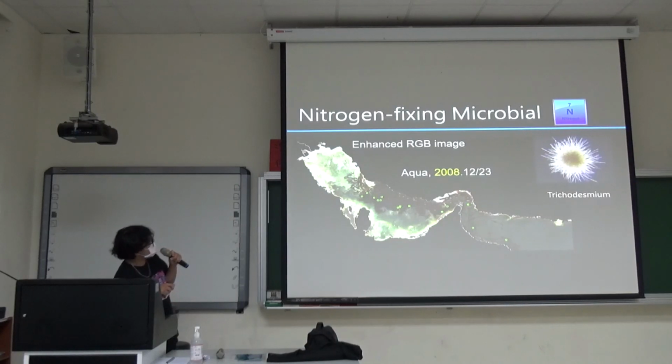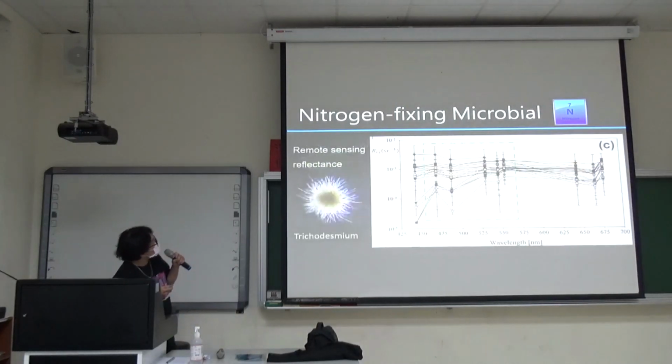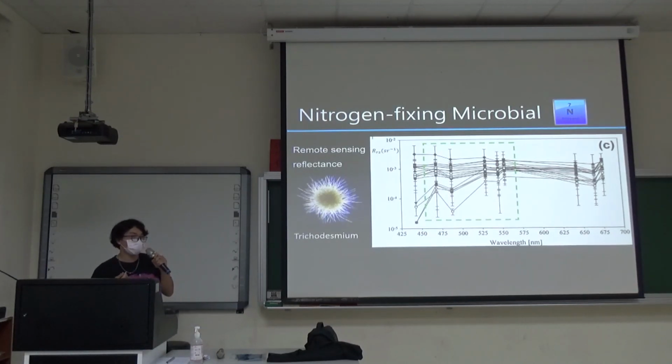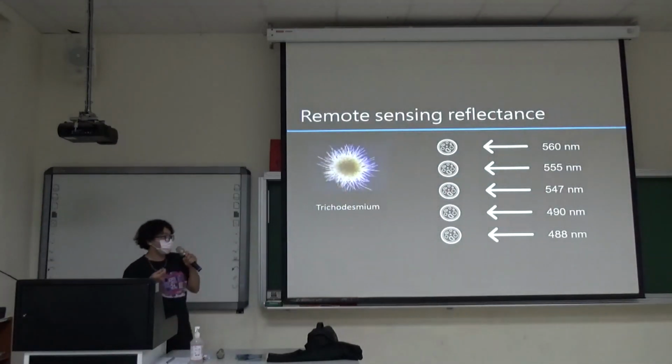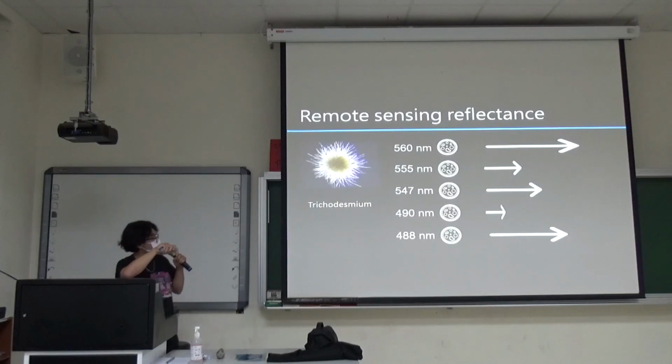This is an enhanced RGB image taken by the satellite Aqua in December 2008. We choose 18 stations to see if there is any Trichodesmium there. You can see this picture. The x-axis is wavelength, and the y-axis is remote sensing reflectance. We calculate the data we collect from 18 stations by statistics. To make it easier to understand what remote sensing reflectance is, basically we use 5 wavelengths to hit the particle, and each one has a different level of reflectance.